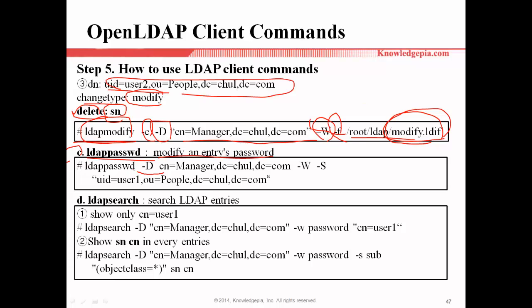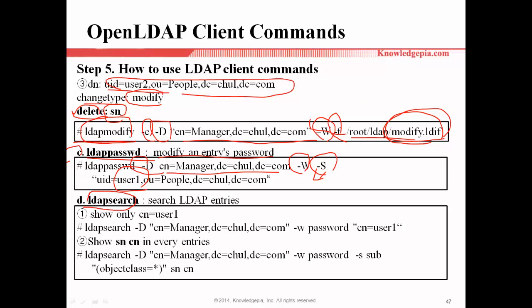C, ldappasswd. This one normally modifies the entry's password. For example, here, CN, in my case, the common name is manager.char.com and the password, the LDAP server. And this one, -s, will create a new password for this UID. So using this one, we can modify the existing or current password of the entries.